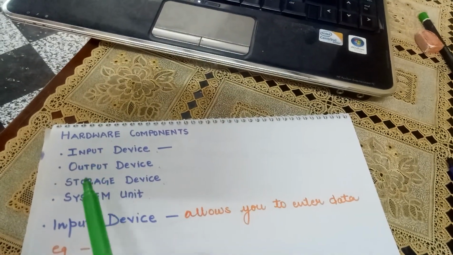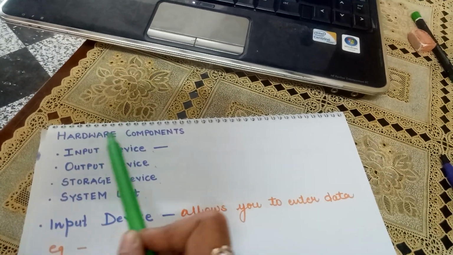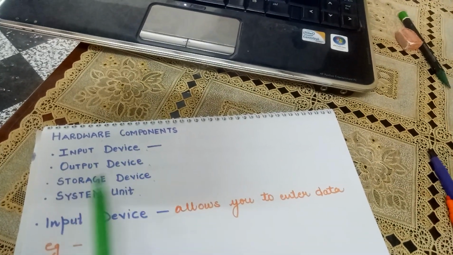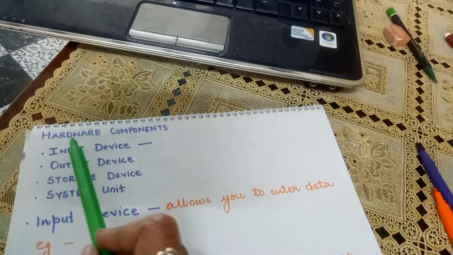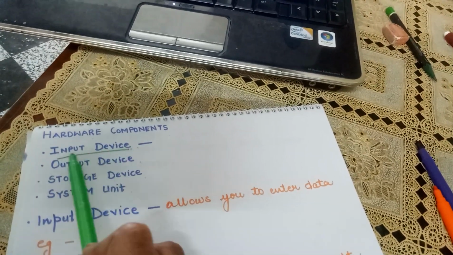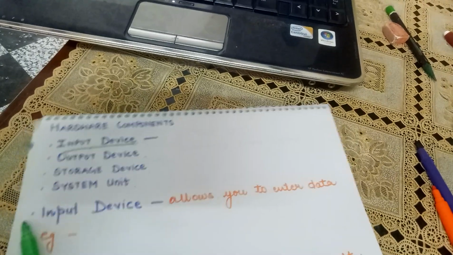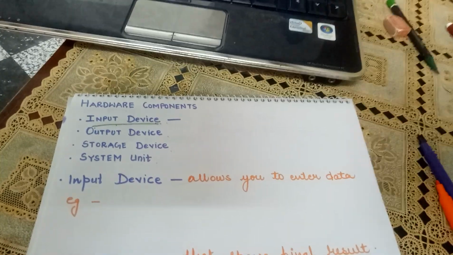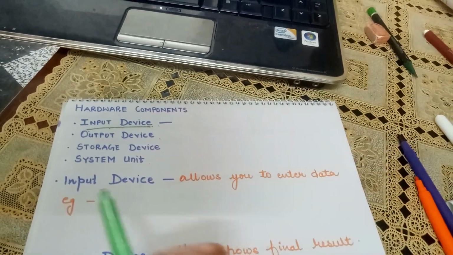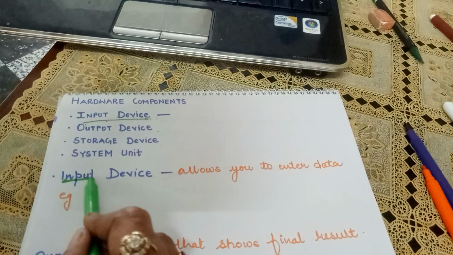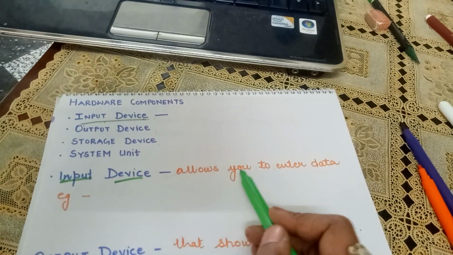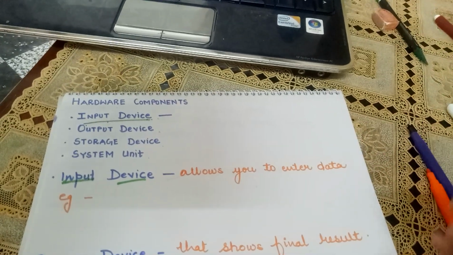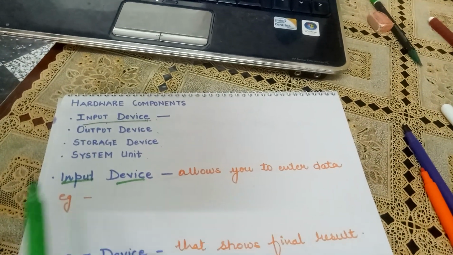Input device, output device, storage device, system unit. These are also hardware. They have many different functions. So first is input device. The name itself suggests that we are putting something inside. So all the devices with which we enter data inside a computer are input devices.